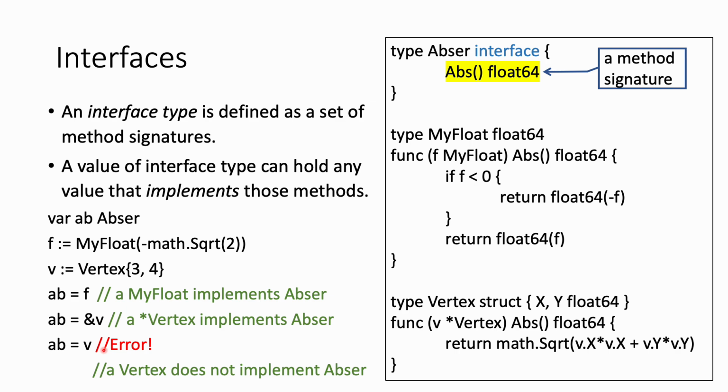Note that here the value v of type Vertex is not a value of Abser because the method in Abser is not implemented with a value receiver of type Vertex. It's only implemented with a pointer receiver of type pointer to Vertex.